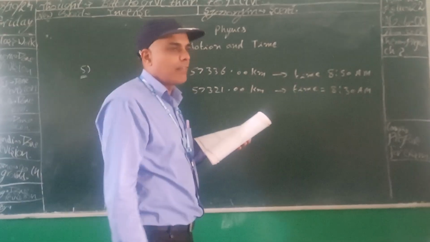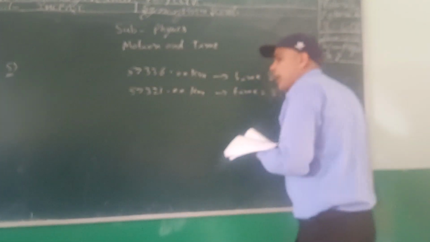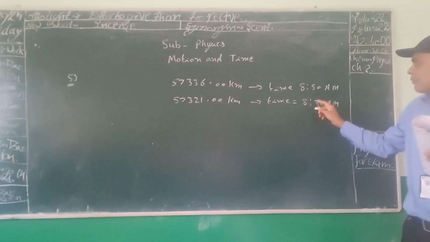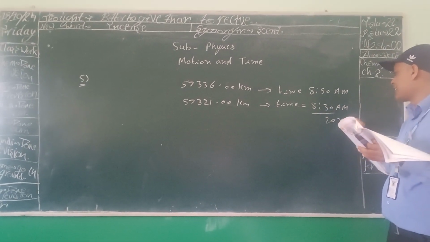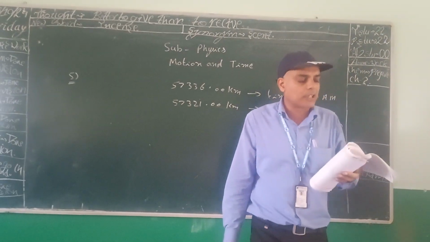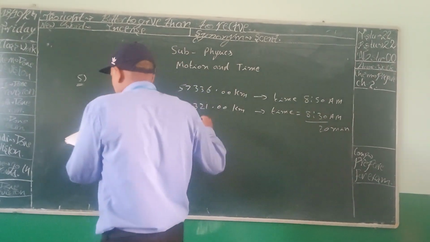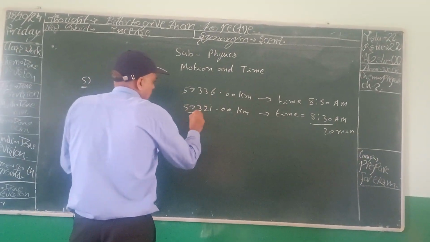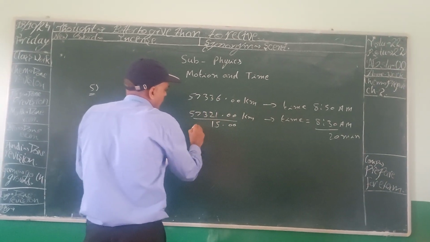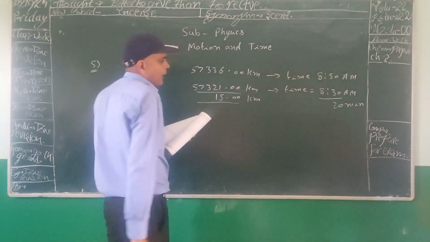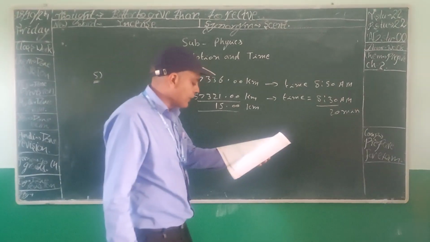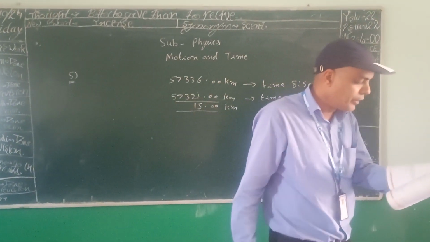Now, how much distance is traveled in how much time? What is the difference between these times? 20 minutes. In 20 minutes, how much distance is covered? You have to subtract this: 57336 minus 57321, which is 15 kilometers. You travel 15 kilometers in 20 minutes.